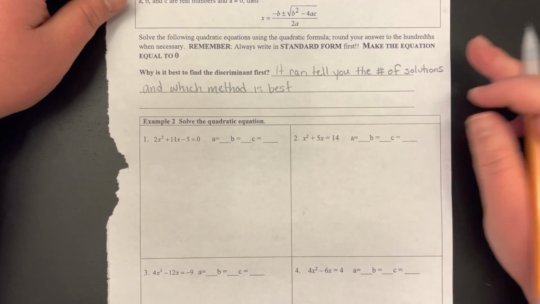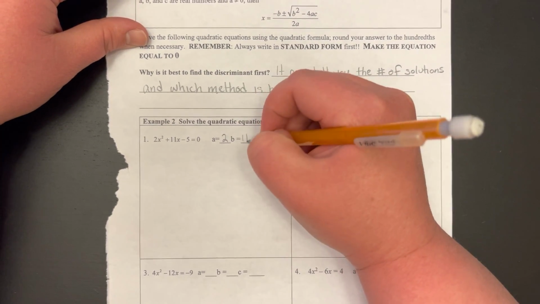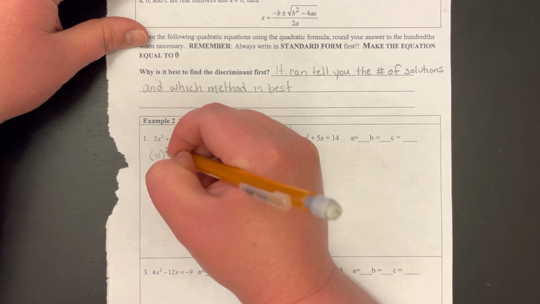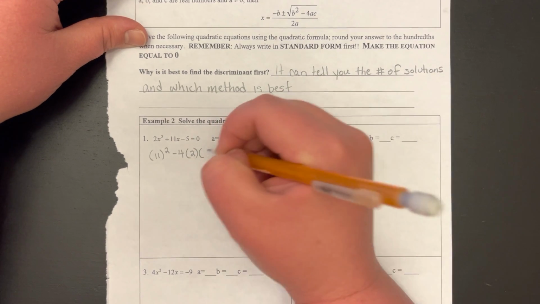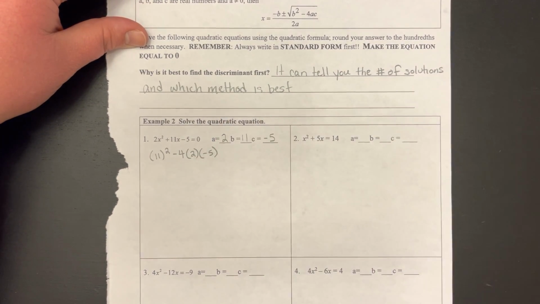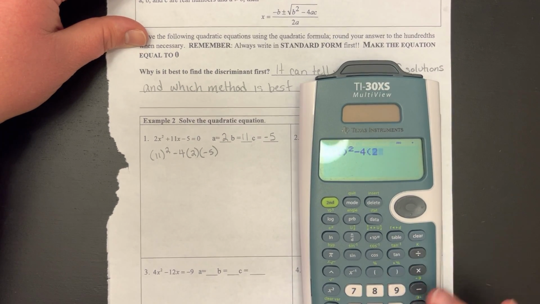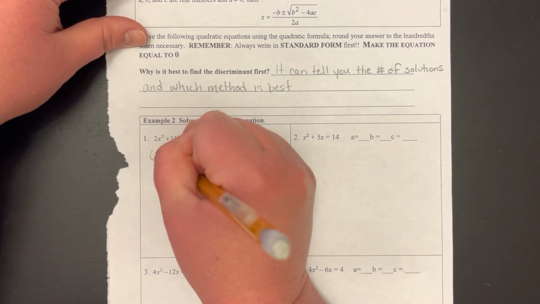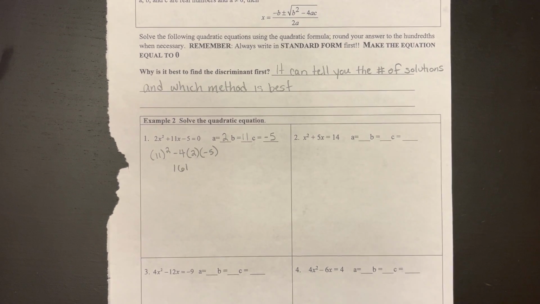All right, let's dive into it. It's equal to 0 and in standard form. So A is 2, B is 11, C is -5. So let's do the discriminant. We got 11 squared minus 4 times 2 times -5. And we get 161. Okay, so 161 is positive. That means there are 2 solutions, but it is not a perfect square. So we're going to have to use the quadratic formula.